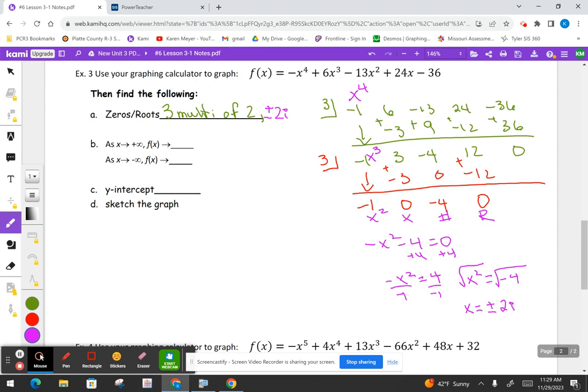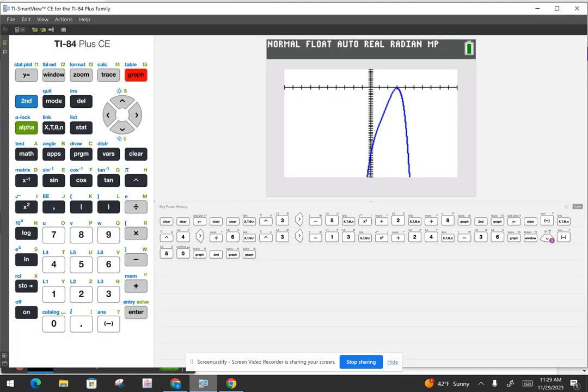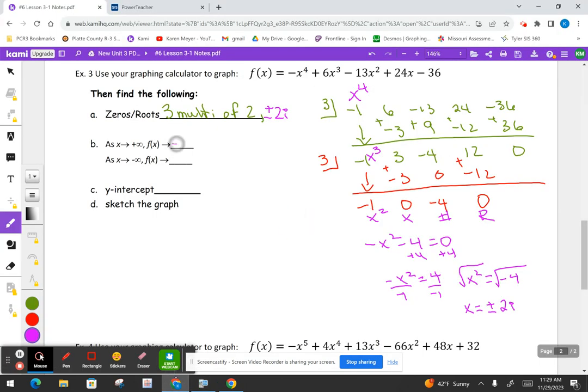Okay, end behavior. If I go back to my picture, you should be looking on the left side, saying it's going down. Looking on the right side, saying it's also going down. So you would have negative infinity on both of them.